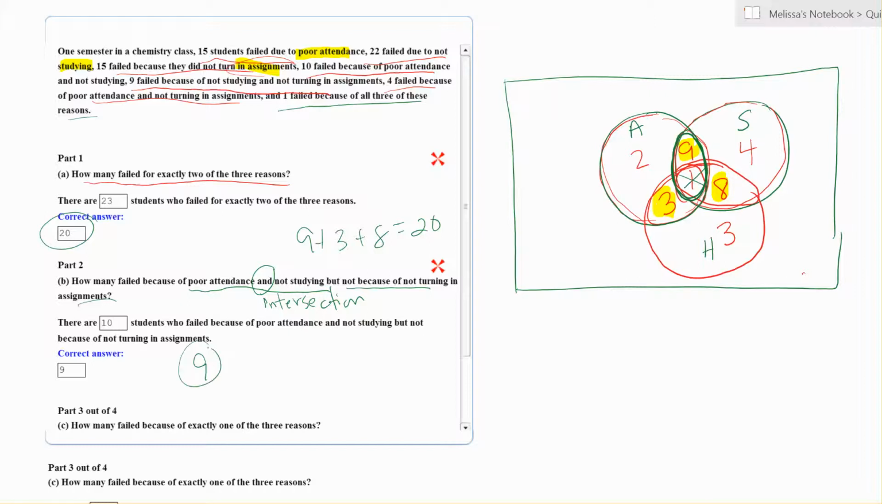And then part 3 says how many failed because of exactly one of the 3 reasons. Well, that would be the people that are out here where they only fail because of that one thing. So we have the 2 people for the attendance, 4 people for not studying, and 3 people for not turning in assignments. So 2 plus 3 plus 4 is 9.